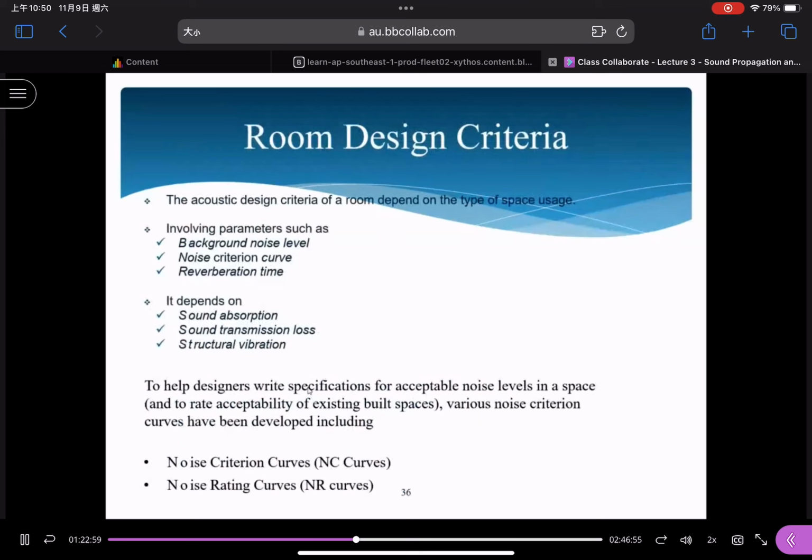One design criterion: why we need to do this. When we operate a building, we need to check and decide the usage classification, whether this is a classroom, office room, library, or theater. We have different occupational uses. In that sense, we need to decide the acoustic effects. We use several parameters to define this.